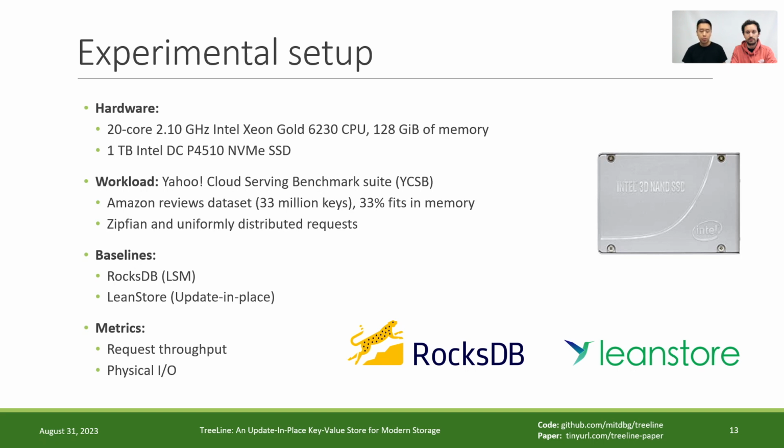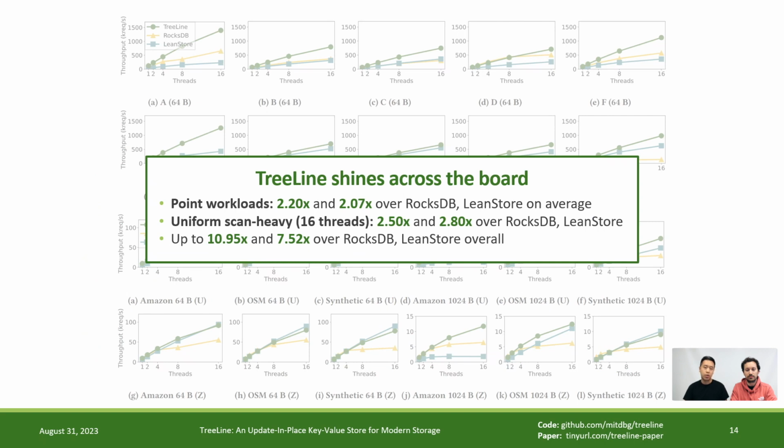We run both on uniformly and Zipf distributed requests. We compare against two key baselines, the first being RocksDB, which is an LSM-based design, and it's a production-grade key-value store. And the second is LeanStore, which is a state-of-the-art update-in-place-based key-value store. We are looking at two key metrics, the most important of which is request throughput, but we also examine the amount of physical I/O performed to help us understand the differences in performance. So let's take a look. Overall, Treeline shines across the board, and in summary, it's doing about 2x better than RocksDB and LeanStore on average on point workloads, and about 2.5 to 2.8x on average on the scan workloads.